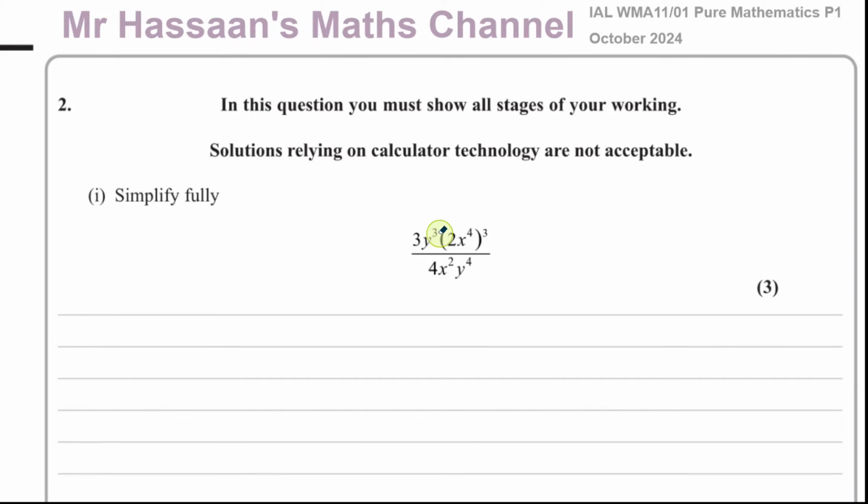Welcome to Hassan's Maths channel. I'm now answering question number 2 from the October 2024 Pure Mathematics P1 paper from the International A-Level Edexcel exam. And here we have a question about indices. So we've got to simplify fully this algebraic type of fraction, where everything is x and y's to different powers and so on.